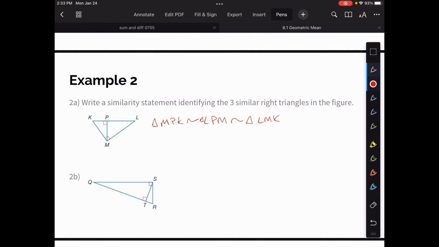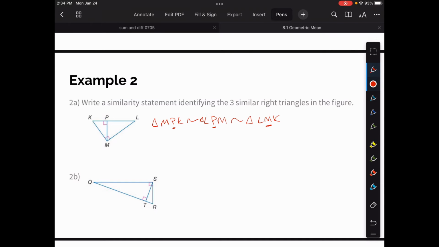So notice on all of these that my right angle is the same in each one. It's always in the middle, right? So it's P on the small one. On LPM, it's the middle one, and then on LMK, notice that M is the right angle, so it's always in the middle. I would encourage you to do something like that just to keep it all straight. So that's the similarity statement.